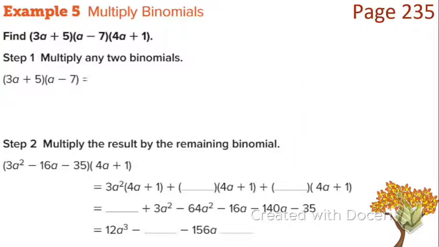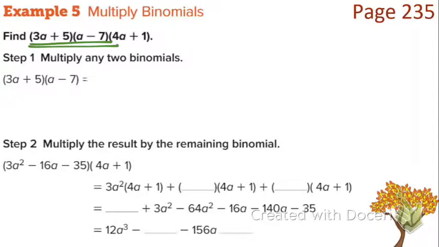So there are 3 things that we need to multiply. And the first step when there's more than 2 is to just pick any 2. So we didn't have to start off with these 2. You could have took 3a plus 5 times 4a plus 1, or a minus 7 times 4a plus 1. It doesn't matter which 2 you start with, but you have to start with only 2. So we're going to start off by multiplying these 2.